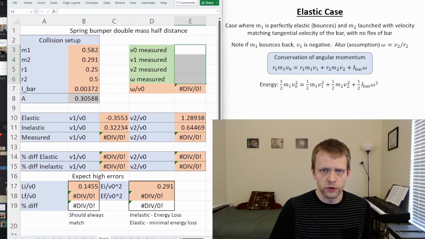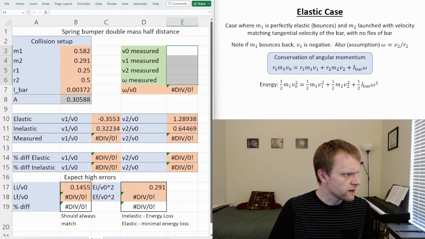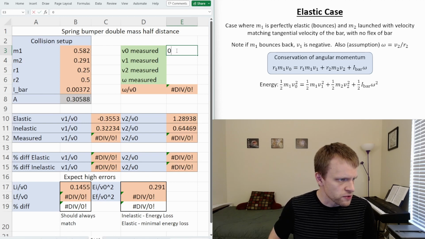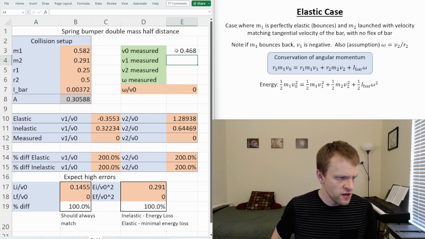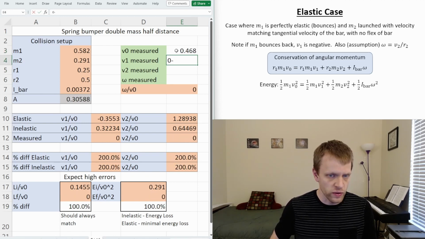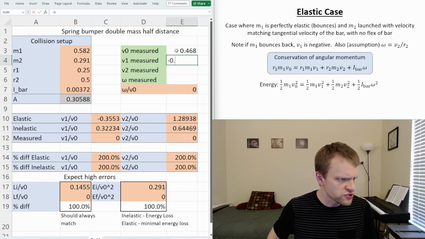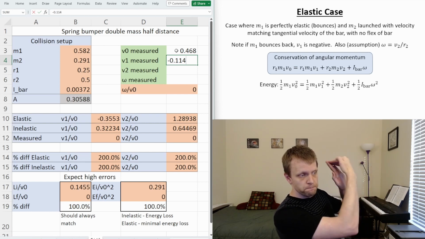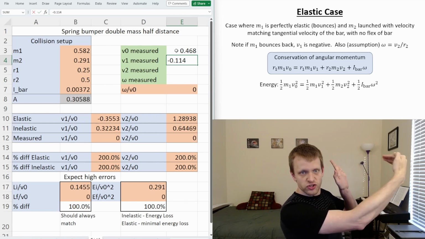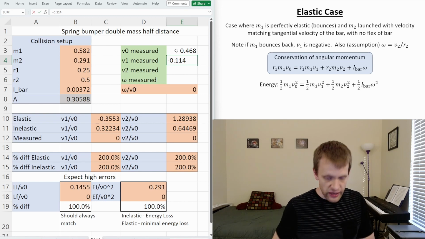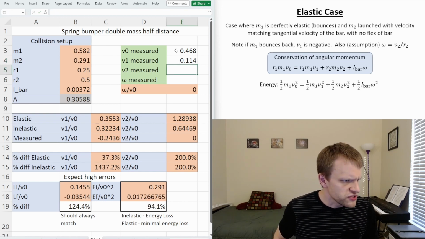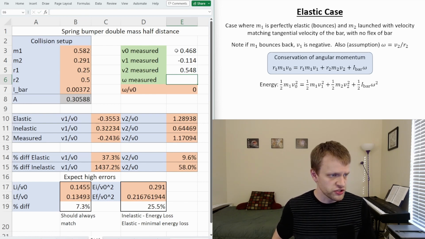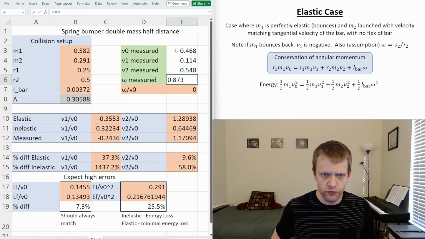And for trial number 5, if we put these numbers in, the measurements were the original velocity of the cart was 0.468 meters per second. The velocity of cart 1 after was negative 0.114. And the negative, again, just means instead of hitting and going through, it bounced backwards from its original direction. Velocity 2 is 0.548, and the angular velocity of the bar that I measured was 0.873 radians per second.